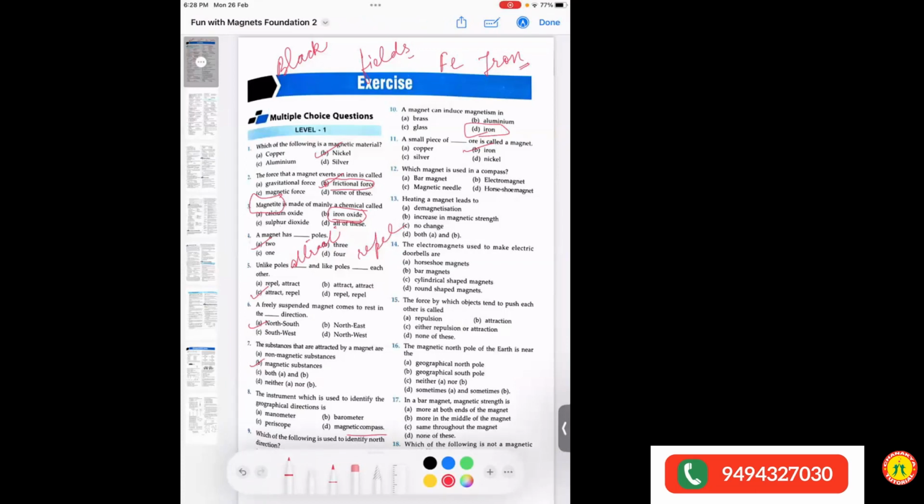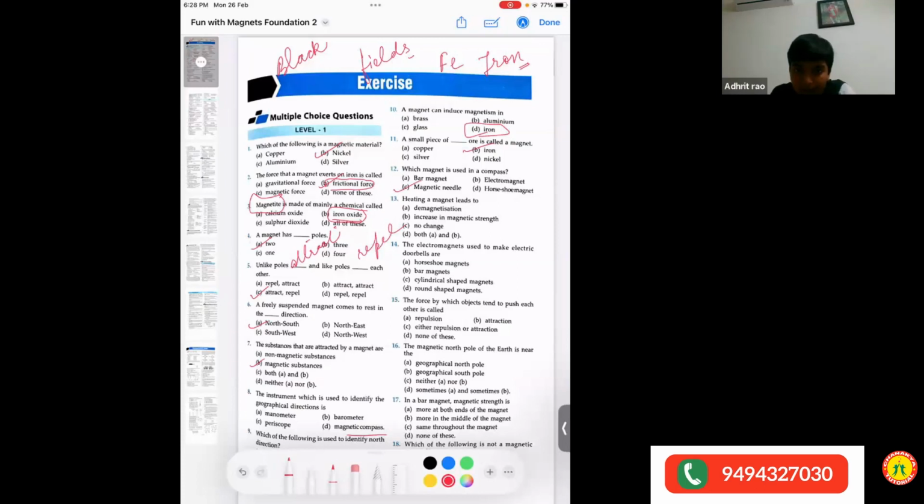It is the magnetic needle. Okay. You might have seen the magnetic compass, and in the magnetic compass, a needle kind of thing will be there. So that's the answer: the magnetic needle, to identify the direction. Question number 13, Adrit.